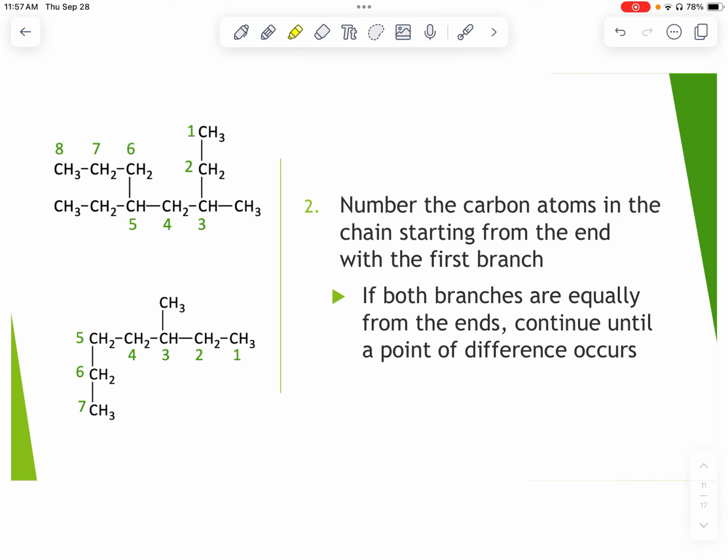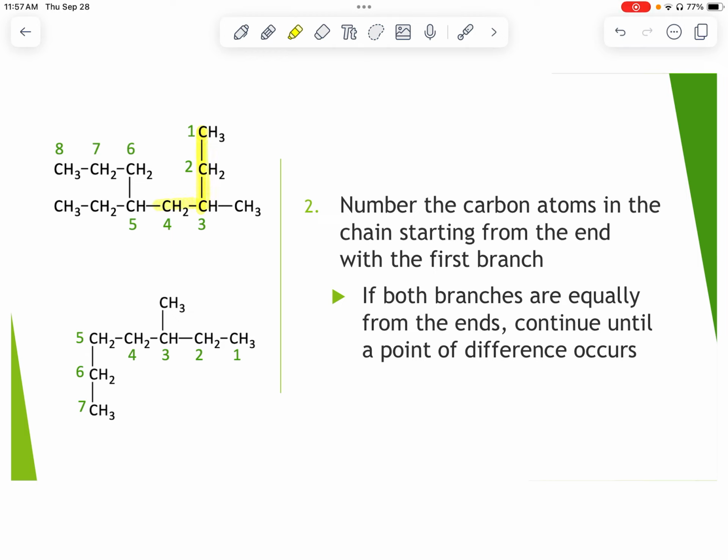So step number 1 is find the longest chain. Step number 2 is number the carbons in that chain. And you don't want to number them from left to right. Nothing says left to right, that's just how we read. Instead, you're going to number the carbon atoms in the chain starting from the end with the first branch. So again, we say 1, 2, 3, 4, and there's a branch. Or we can go 1, 2, 3, and then there's a branch. So we want that branch to come sooner, so that's what we're going to go with.